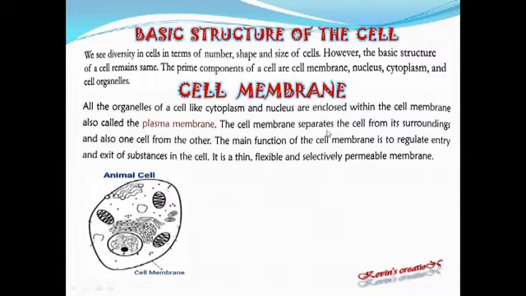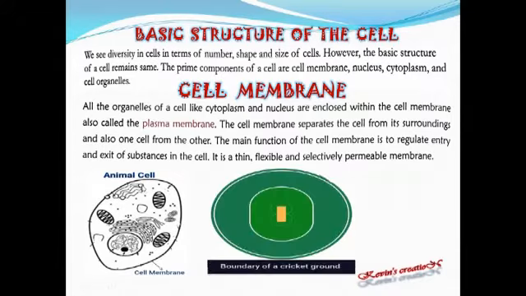The cell membrane separates the cell from its surrounding and also one cell from other. So because of this only, it is separated from the rest of the cells. Now look at this. This is a cricket ground and this is the boundary. So you can compare the cell membrane as the boundary of a cricket ground.